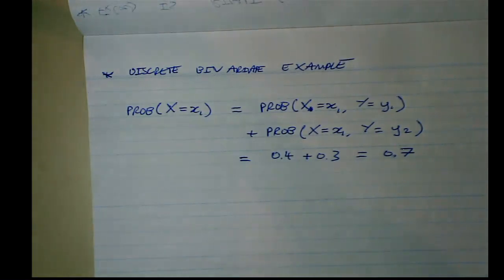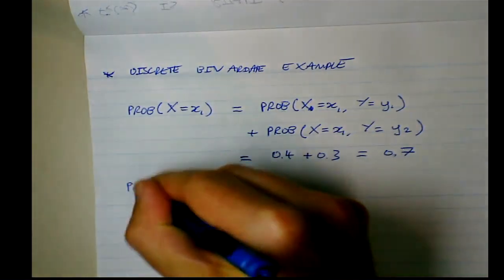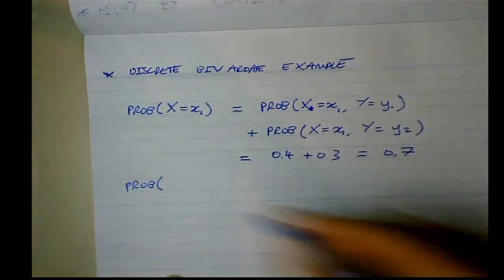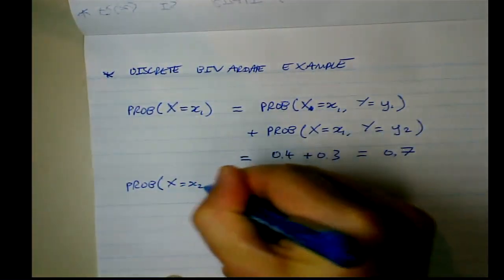I could do the same for x is x2. I could do the same for y equals y1. I could do it 4 times. I think it's pretty trivial, so I'm not going to. That's how you compute marginal probabilities in the discrete case. Let's do one more. Why not? This is easy, right? So let's spend more time on this rather than the hard stuff.